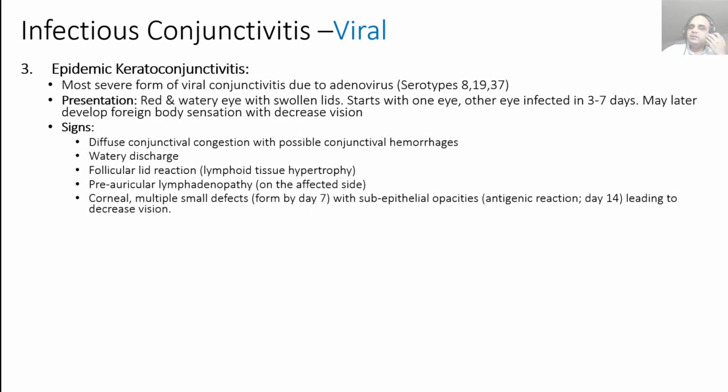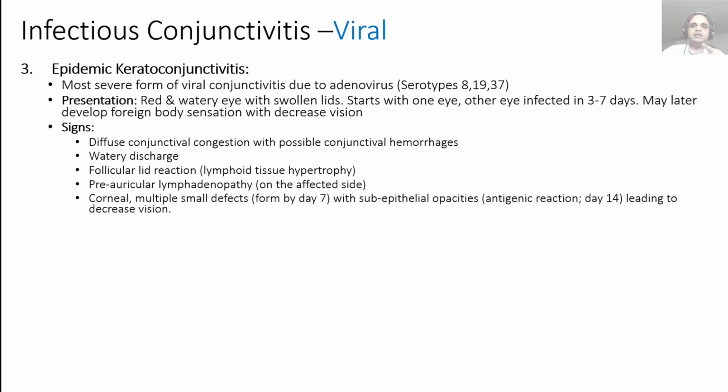You have preauricular lymphadenopathy, just as we did before, but this time the disease also starts affecting the cornea, thus keratoconjunctivitis. And the way it affects the cornea is that initially it produces small corneal defects, corneal erosions, and that usually is seen around day 7. And those erosions are then replaced by subepithelial opacities. And those opacities can basically interfere with vision because they sort of prevent the light from optimally reaching the retina. That happens about 2 weeks into the disease, and they tend to persist even after the conjunctival inflammation is gone.